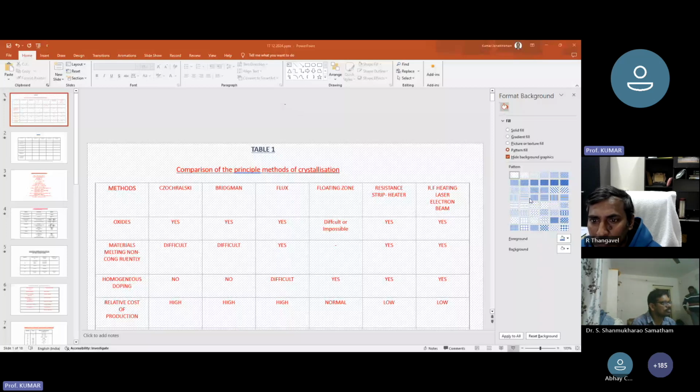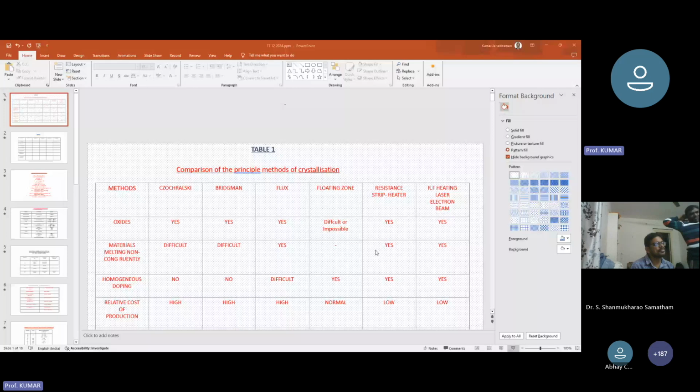For homogeneous doping, which is mostly needed for many of the applications, it is considered that these three techniques are relatively not so comfortable for all dopants. It is not that it is impossible to get this kind of homogeneous doping in Czochralski, but for all type of dopants, it may not be so convenient, whereas a floating zone is convenient for all type of dopants, because the zone thickness or the heating element thickness is very, very small.